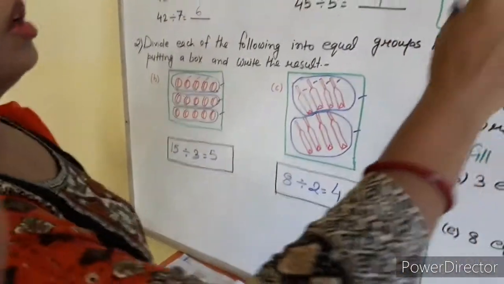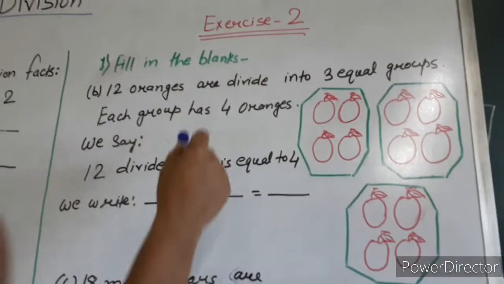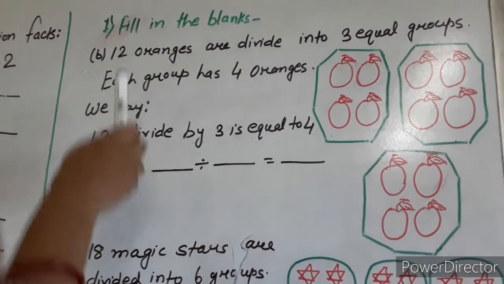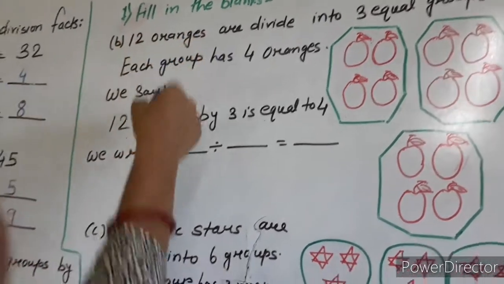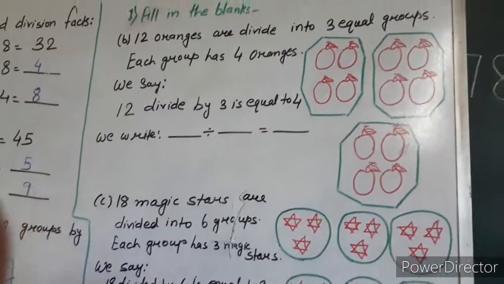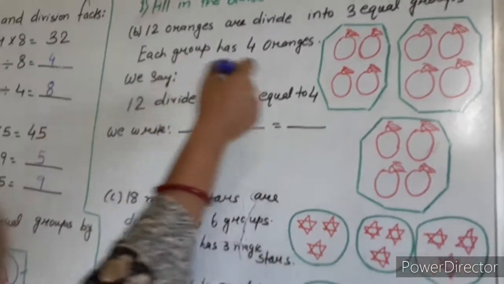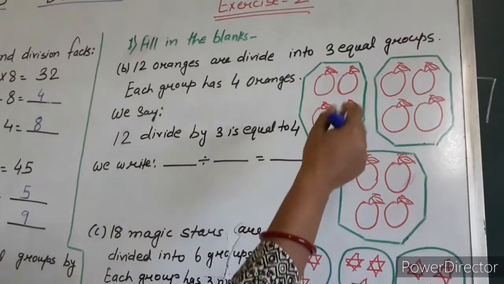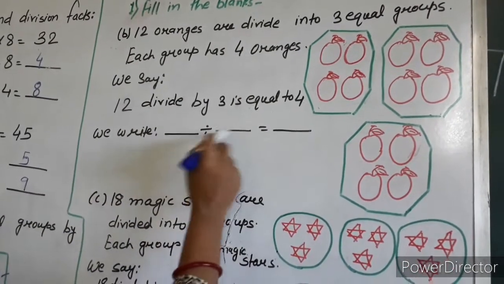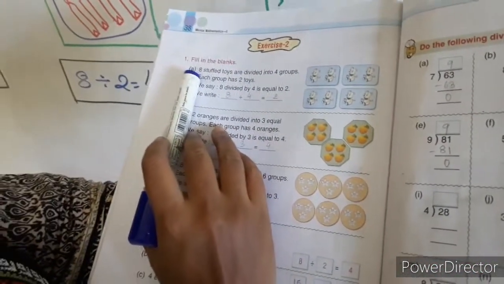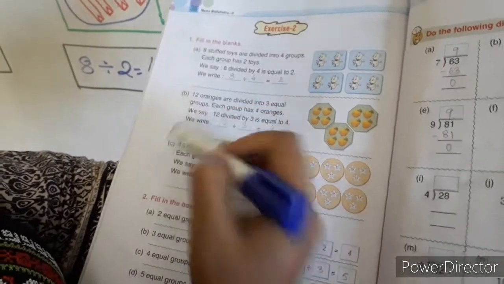Exercise 2. Fill in the blanks. You have to do the fill in the blanks. Here how many oranges? This is like a word problem. Some pictures are drawn, so you just see it carefully, count the pictures and fill the boxes. Question number A you have to do yourself. I am going to solve B and C.